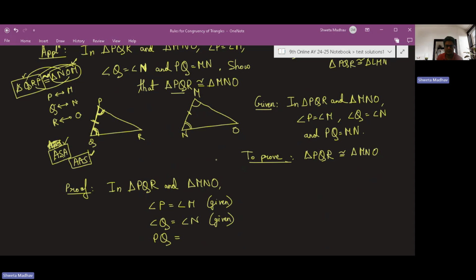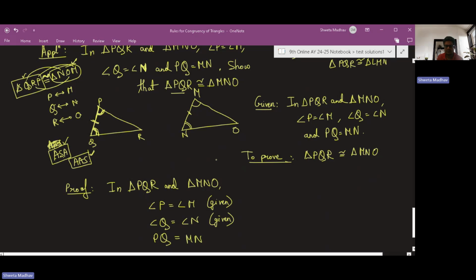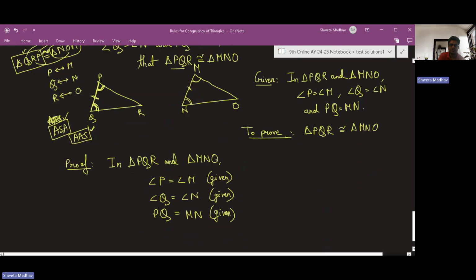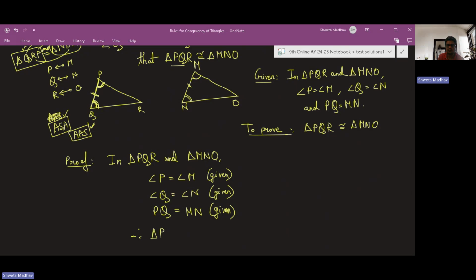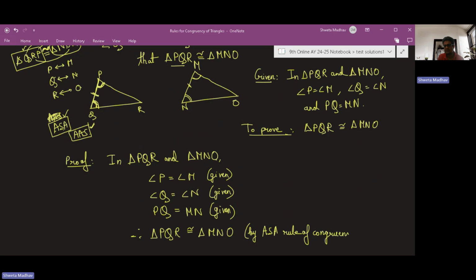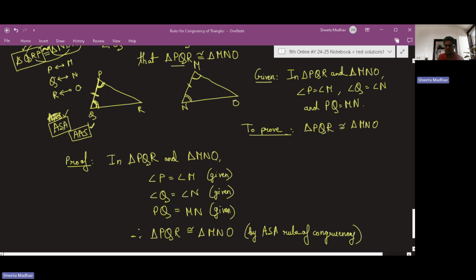So here PQ is equal to MN, which is given also, and angle P is equal to angle M, and angle Q is given equal to angle N, and PQ, which is the included side, is equal to the included side MN, which has been given also. So therefore, we can say triangle PQR is congruent to triangle MNO. How? By the ASA rule of congruency. Or we can say by the ASA congruence rule also.